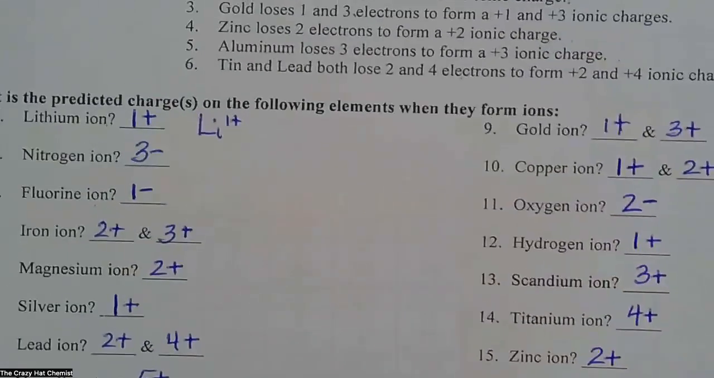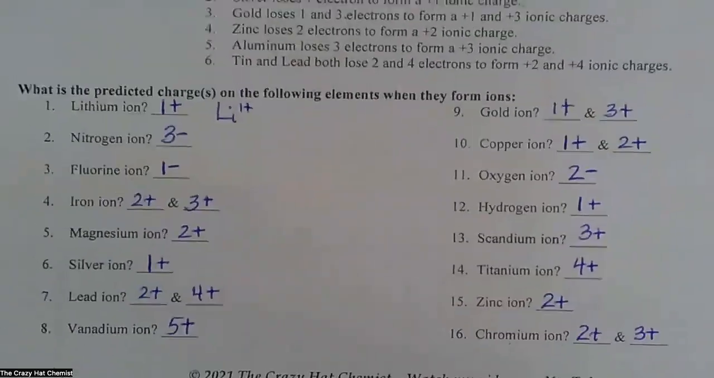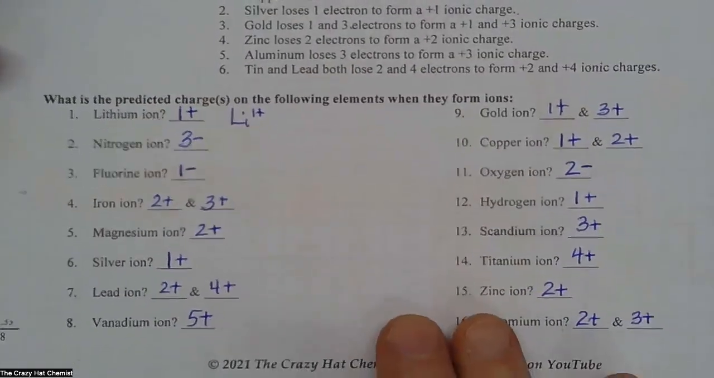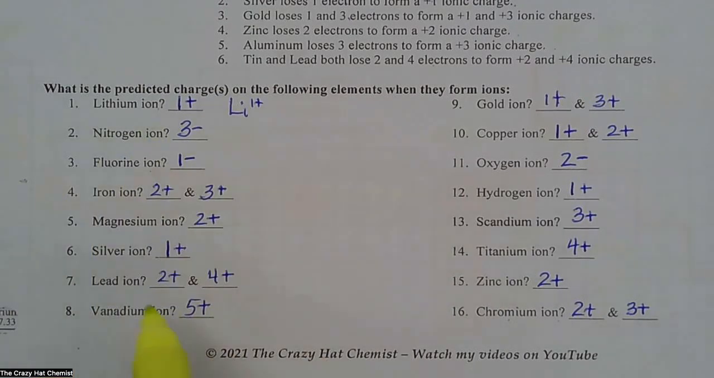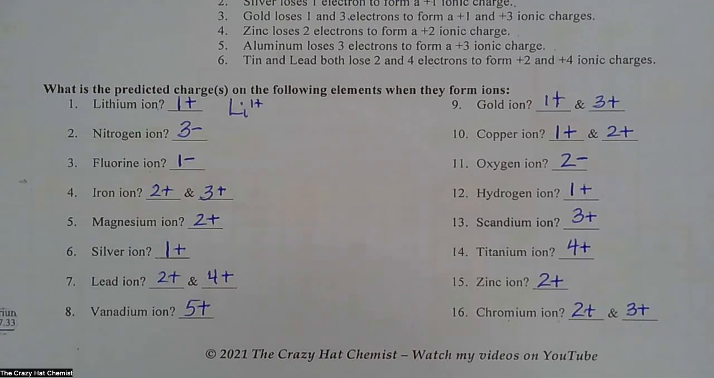All right, so just a real quick little recap. I'm going to zoom out here for a little bit so you can see things and do a quick little recap. So you can see that these are all the charges on the ions that we just wrote up. These are based on our periodic trends.